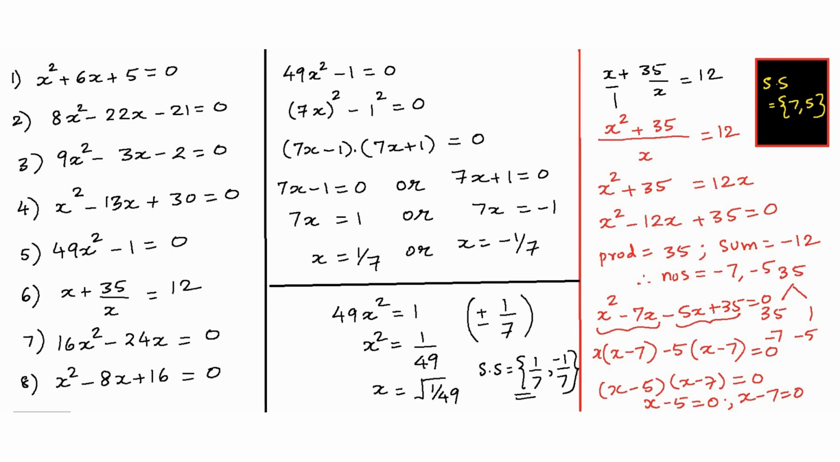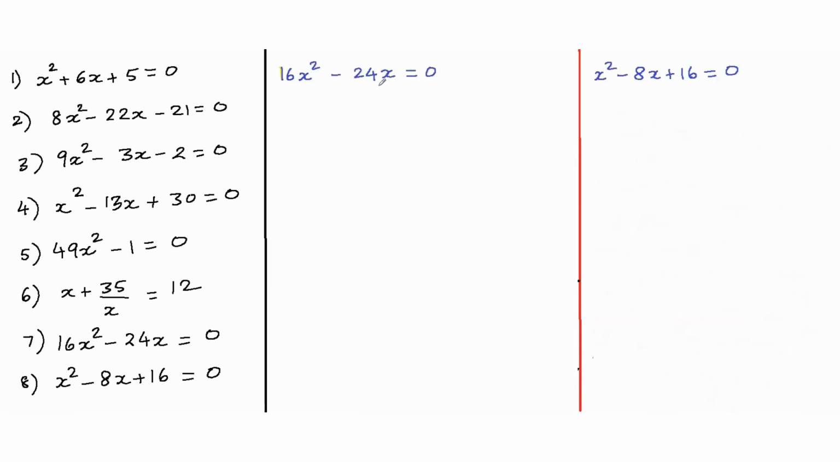Moving on to the next set of questions. So consider these two equations now. In these two terms, I can definitely take something out as common. In 16 and 24, 8 is common, and in x square and x, x is common. So let's pull it out. Let's see what is left inside.